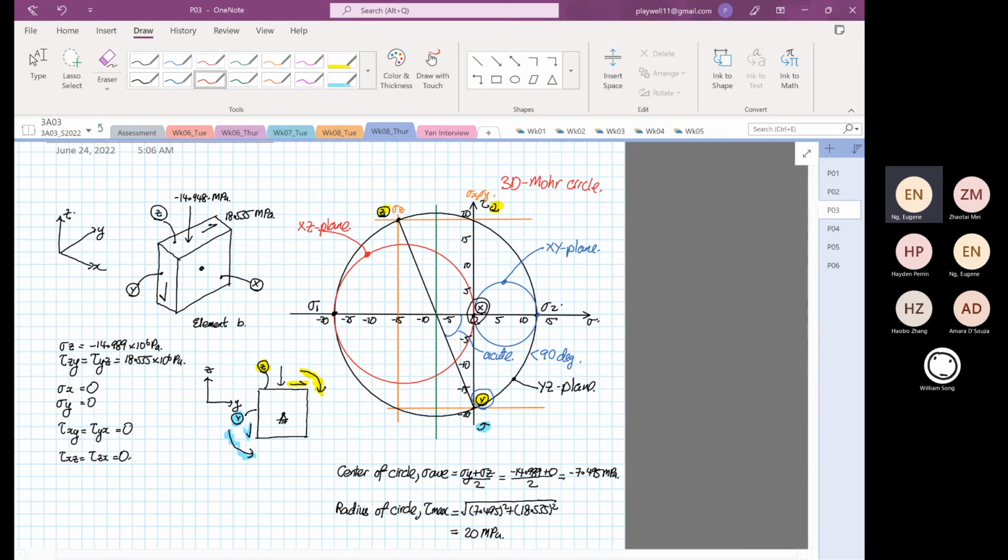Okay, we go for a short 5 minute break. We come back, I would like to do another example on compound loading. So go for a 5 minute break and come back. Thank you.